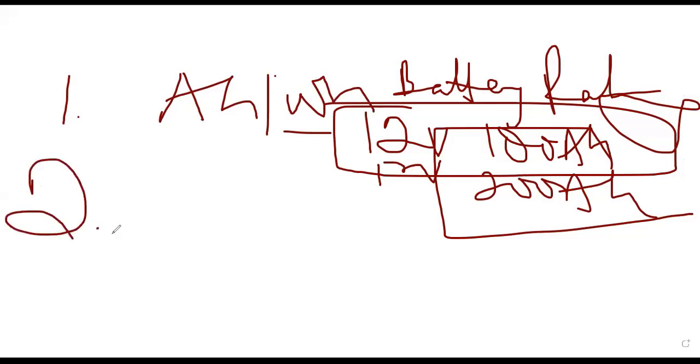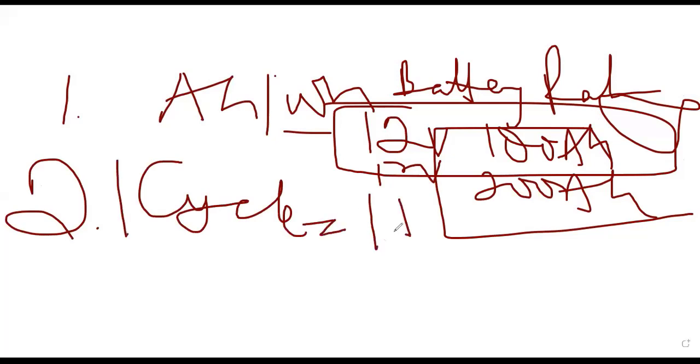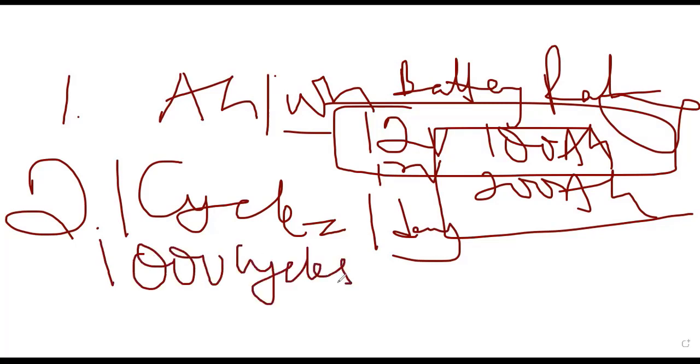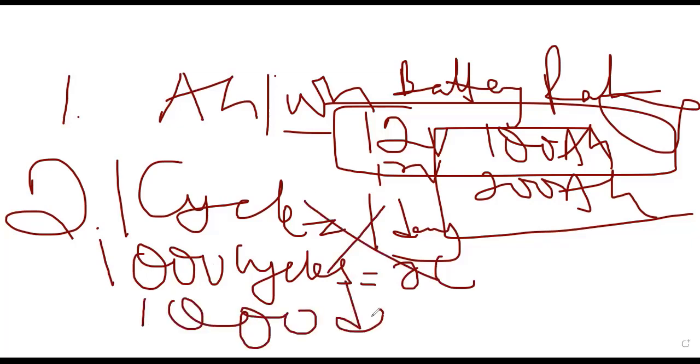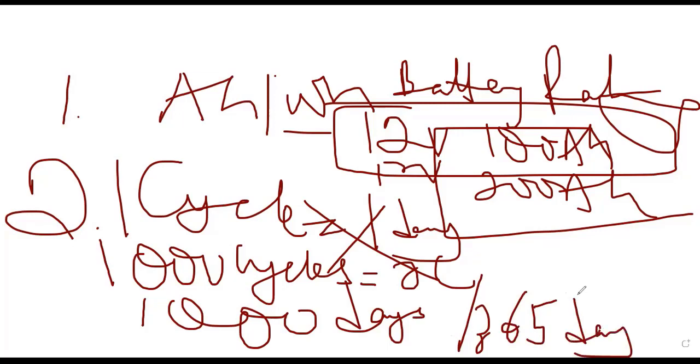The number two way by which you can rate a battery is in cycles. I've told you that one cycle equals 1 day. If you buy a new battery and check the manual, the manufacturer can say my battery is 1,000 cycles. For instance, if a cycle is a day, 1,000 cycles will be what? 1,000 days. If I convert this to years, how many days do you have in a year? 365 days. So 1,000 divided by 365, what do you have?